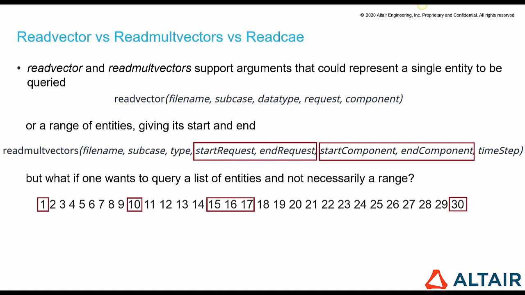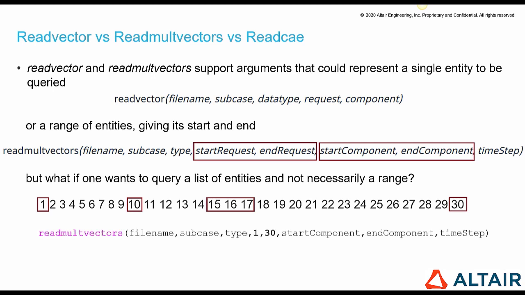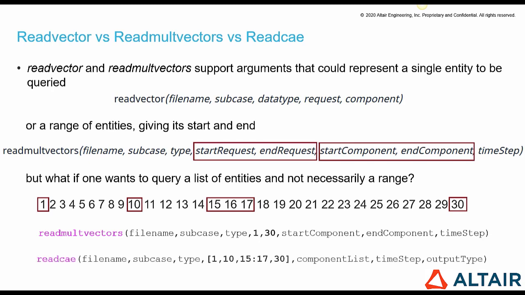These numbers could mean a list of channels in a test file or a list of elements in a CA file, for instance. Using read mode vectors, we would only give the start ID, which is 1 in this case, and the end ID, which is 30. And we'd be reading all information in between, and some of this information would not be useful. And that's why there is a third CA reader function called readCAE.